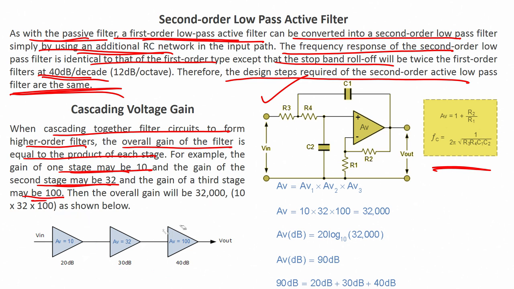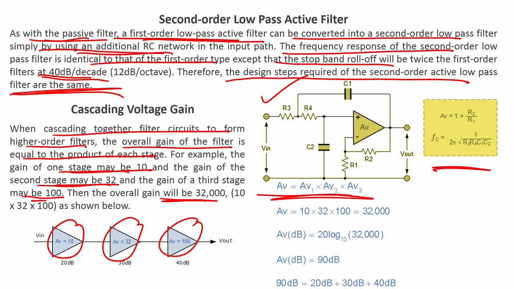So, what it is saying is that if I cascade my filters and my first stage gain is 10, second stage is 32, third stage is 100, then the overall gain would be 32,000, because 10 into 32 into 100, correct. So, AV equals AV1 into AV2 into AV3, which is 10 into 32 into 100, 32,000. AV in decibels is 20 log 32,000, that will be 90 dB, right. So, 90 dB would be nothing but 20 dB plus 30 dB plus 40 dB.